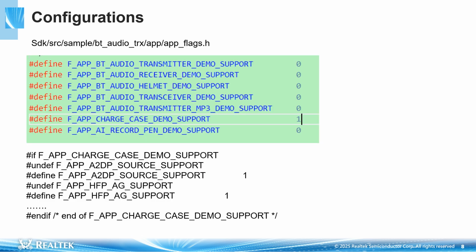To regenerate the app bin, you can modify the macro settings in the app_flags.h file by enabling macros corresponding to the charge case and then recompiling. This will generate a default version of the charger case app bin. Macros corresponding to the charge case is a product macro, and it controls the toggling of other module macros within the same file. Customers can enable or disable these module macros according to their needs.